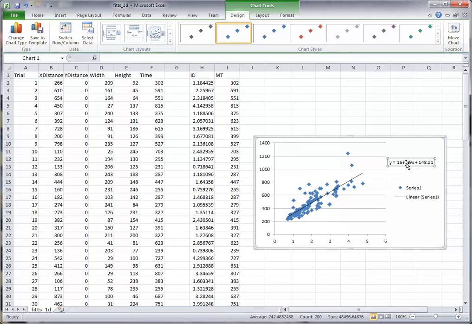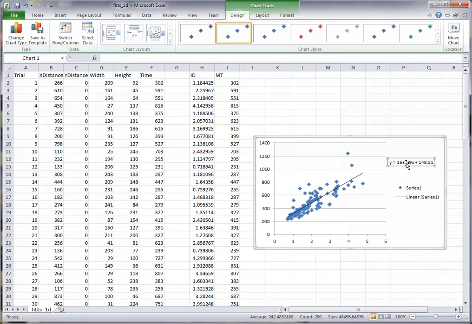So that means 166.79 is a number in milliseconds. Likewise, the y-intercept, 148.31, is a number in milliseconds. What this says in terms of Fitts' law is that it takes me 166.8 milliseconds to move one index of difficulty on the screen.